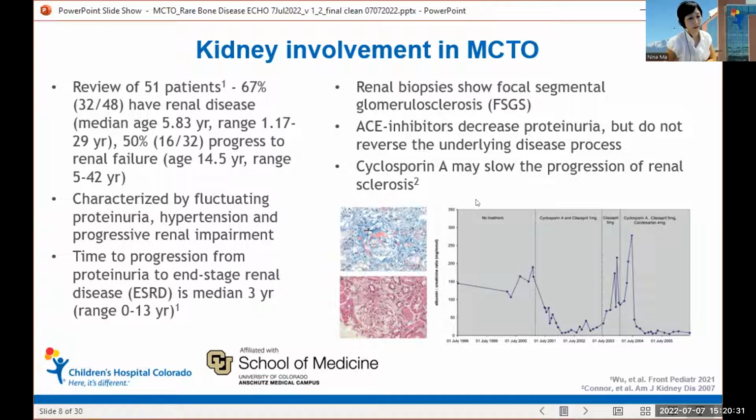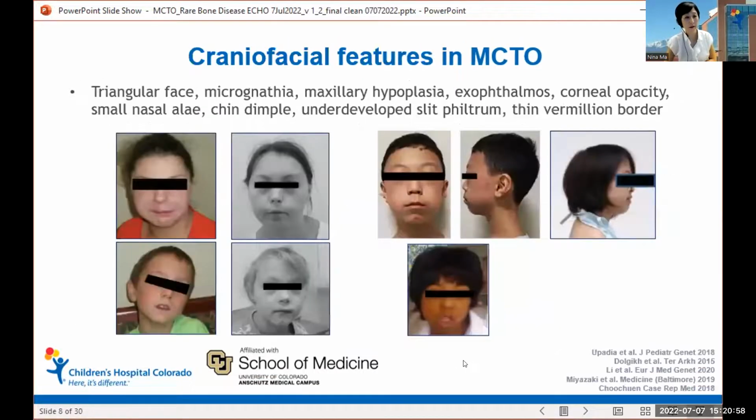So taken together, this slide really highlights the frequency of kidney involvement in patients with MCTO and the young age at which it can present. And so it highlights the importance of an early diagnosis and early screening for nephropathy so that patients are not presenting in acute renal failure as their initial presenting symptom of MCTO.